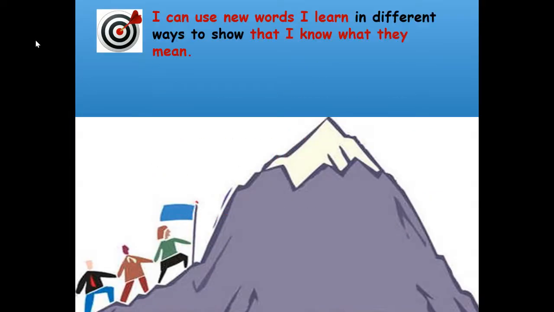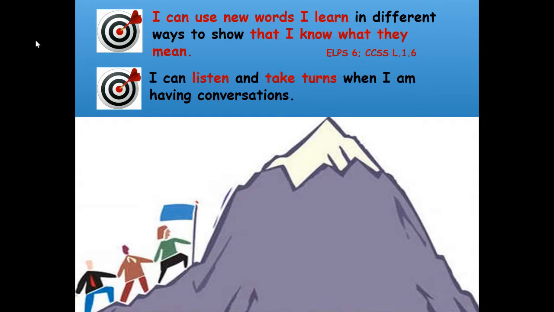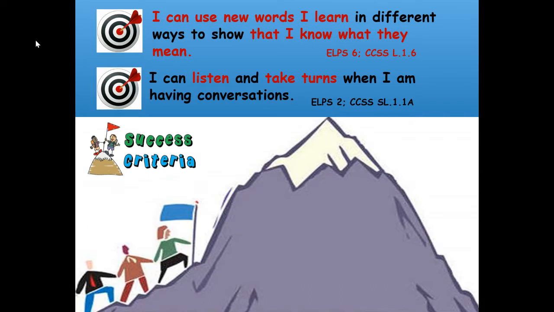So let's get started. Our learning target. I can use new words I learn in different ways to show that I know what they mean. So that means you're going to answer the question using the vocabulary word, and this will show that you know what the vocabulary word means. Also, I can listen and take turns when I'm having conversations. Success criteria, that means how will you know you're successful at using the vocabulary words and listening and taking turns with a partner or with me?